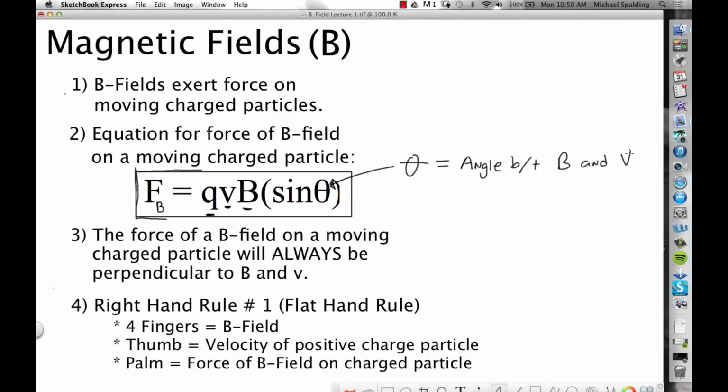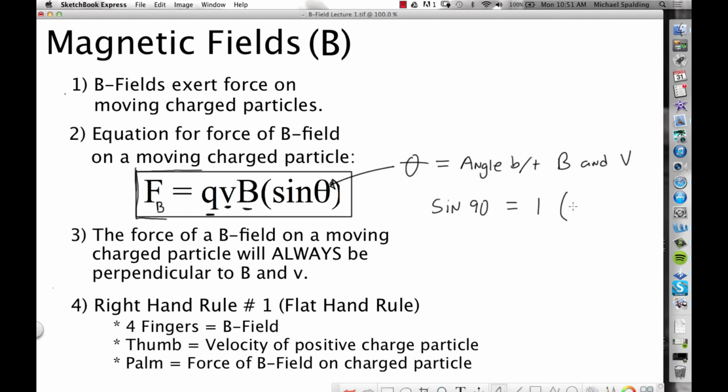Let's say that this red arrow represents the magnetic field. Okay? If the magnetic field is traveling towards that wall, and the charged particle is traveling towards the window, what would be the angle there? 90 degrees, right? The angle between the magnetic field and the velocity of the charged particle would be 90 degrees. And I just want to point out something. What is sine of 90?